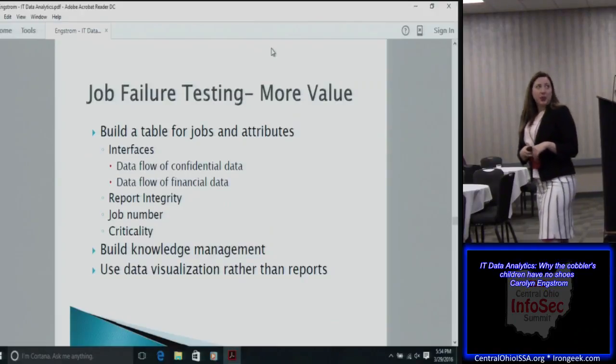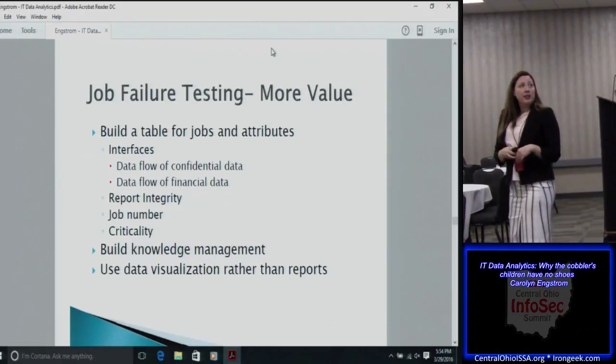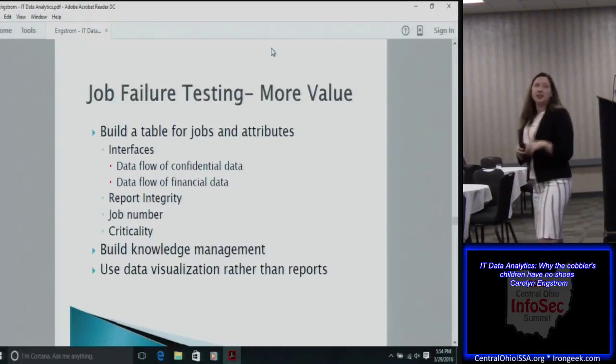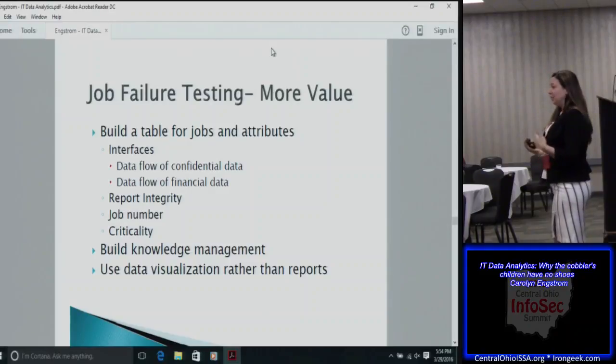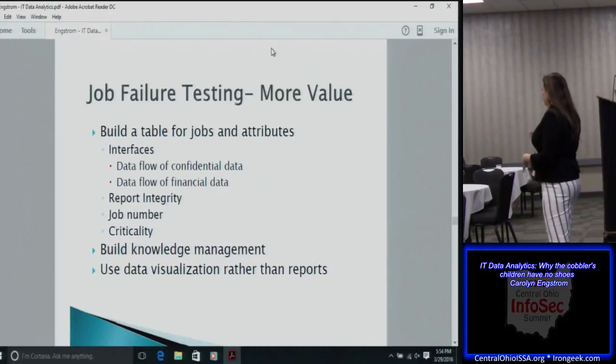How are we going to use this for more data, for more value? Well, one of the things that we're trying to work with our external auditors on is to gather some data about the jobs that support interfaces in particular for data quality.